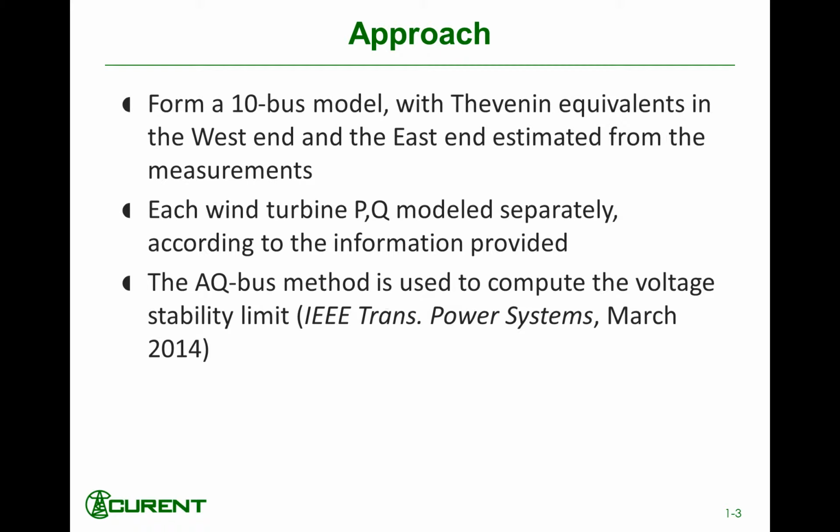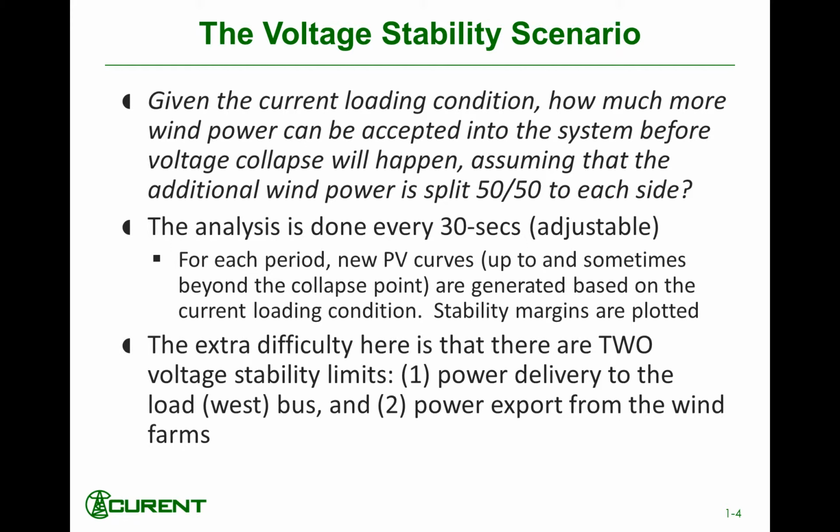A key part of the method is to estimate the Thevenin equivalence of the east and west ends, based on real-time loading conditions. The PQ capability of the wind farms are modeled accurately. We use the new AQ bus method to compute the voltage stability limit. The question is, given the real-time load condition at the west end, how much more wind power can be accepted into the system before voltage collapses?